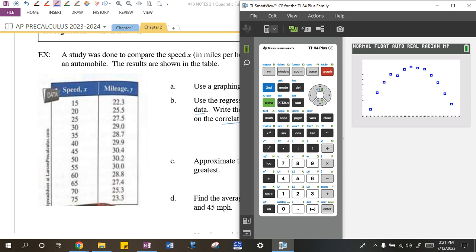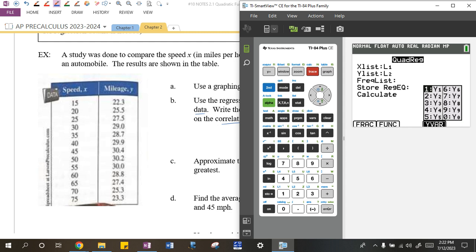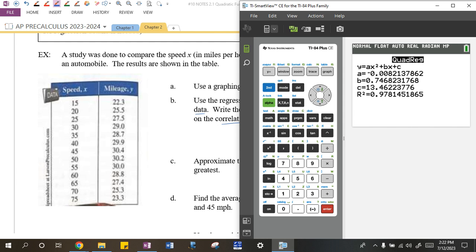So let's do a quadratic model. We're going to go to stat, calc, option 8. No, not option 8. What am I saying? I'm so used to doing that. Sorry. Quadratic regression. There's only one choice. Option 5, L1 and L2. I still want this to put the curve into Y1 for me. So alpha trace Y1. Calculate.